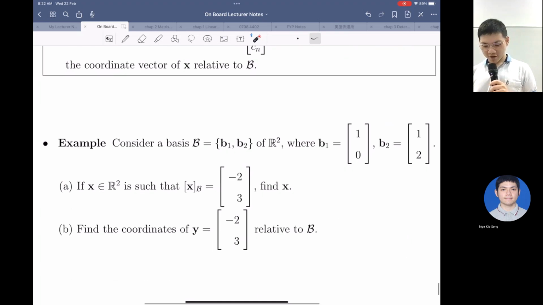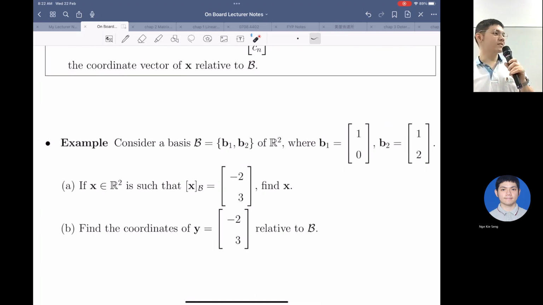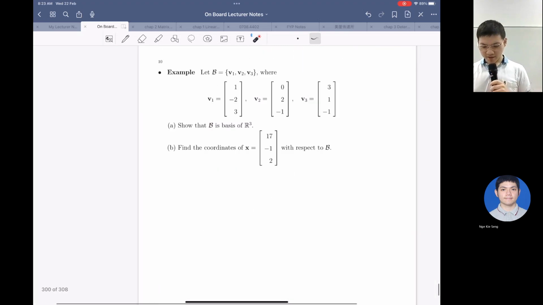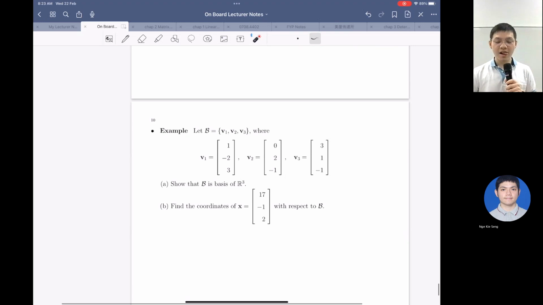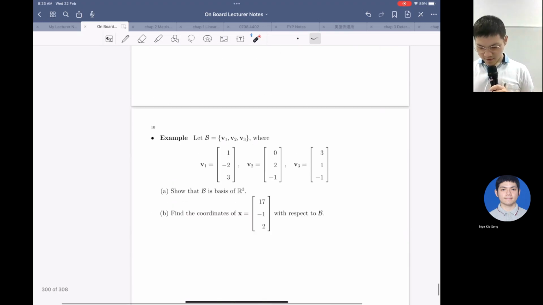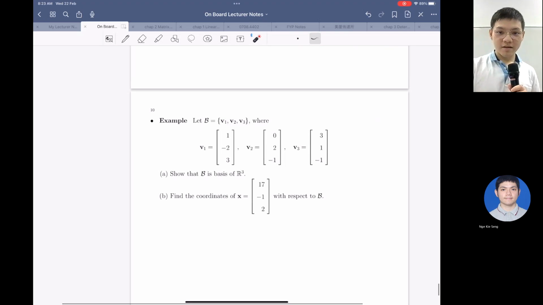I think you guys are quite good at this example already. How about we skip this? Okay, let's skip this.